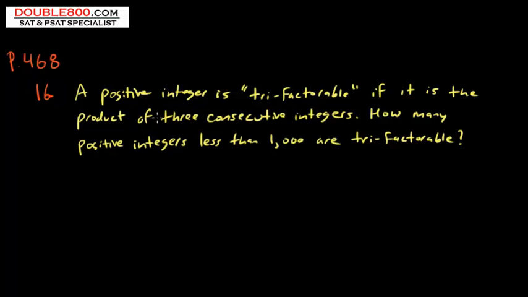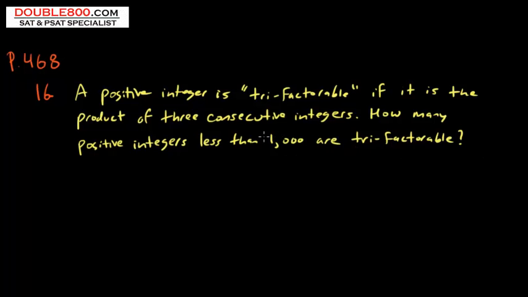In this lesson, we'll review a math problem from the grid-in section. We're on page 468, question 16 out of 18, and this is a difficult problem. It's a level 4. A positive integer is "trifactorable" if it is the product of 3 consecutive integers. How many positive integers less than 1,000 are trifactorable?